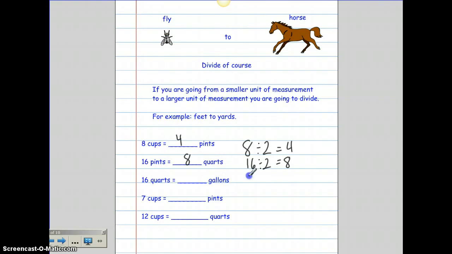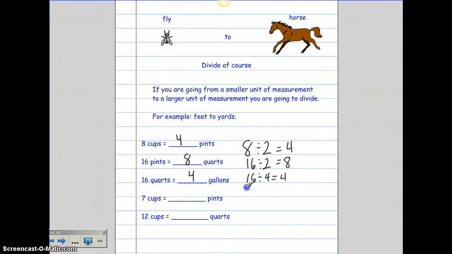Now I'm going to go to quarts to gallons. I know that there are 4 quarts for every gallon. So I'm going to take the 16 quarts that I have and divide it by 4. 16 divided by 4 is 4. So 16 quarts will make 4 gallons. You're really going to want to know this whenever you start making things like Kool-Aid and you can't find some measuring cups. This is going to be very helpful.